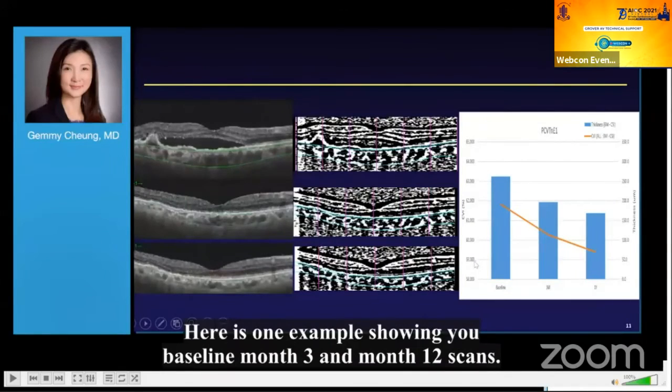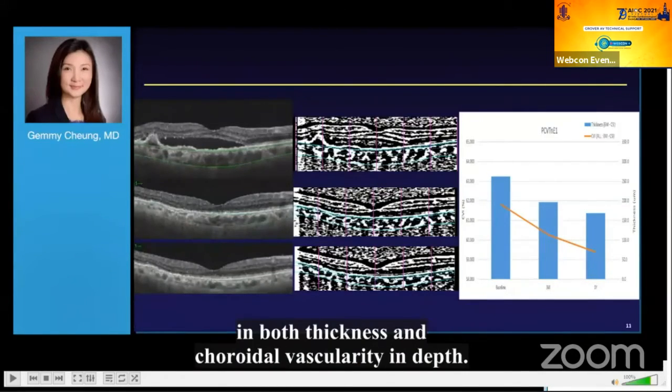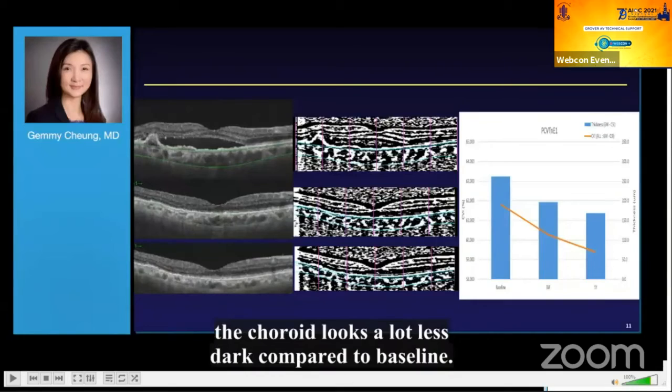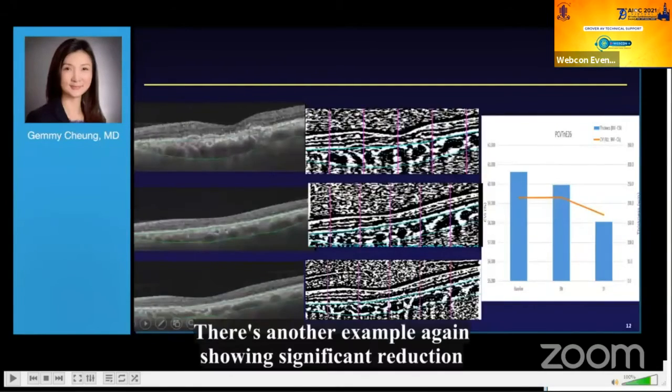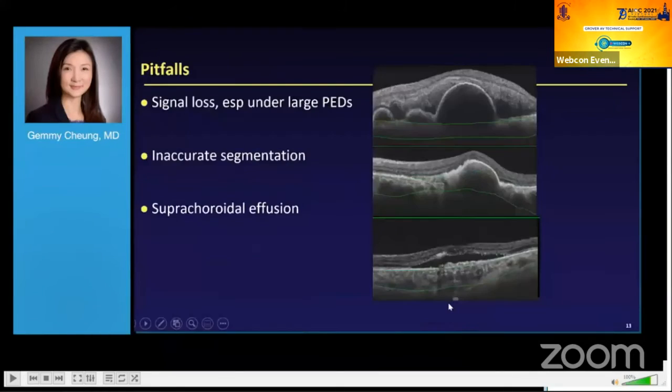Here is one example showing you baseline, month 3 and month 12 scans, and we can appreciate there is significant reduction in both thickness and Choroidovascularity Index. And even by eyeballing, we realize that at month 12, the choroid looks a lot less dark compared to baseline. There's another example, again showing significant reduction in the thickness. However, the CVI change was less marked in this eye.